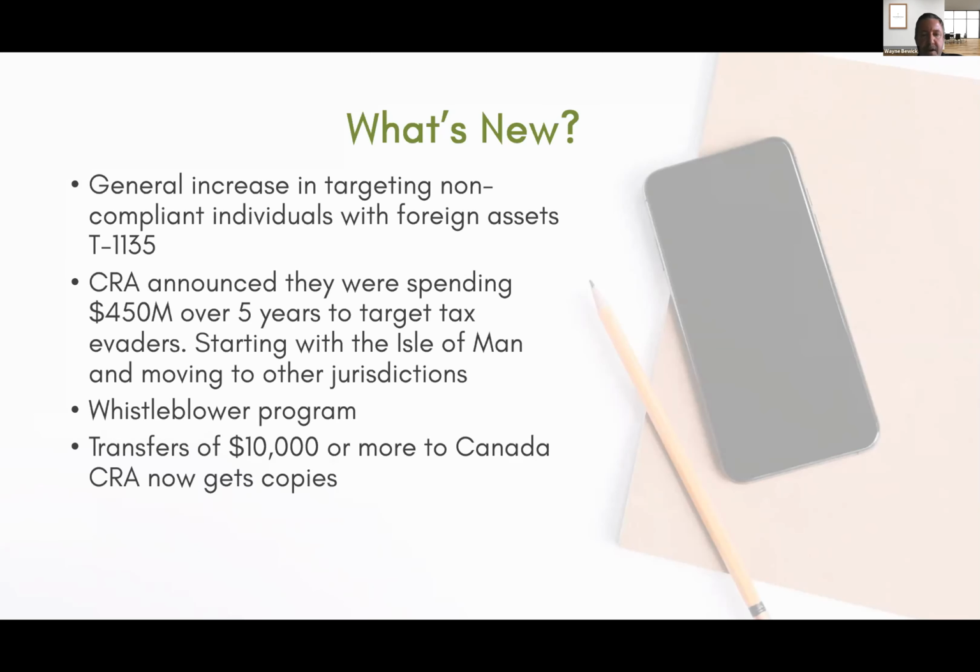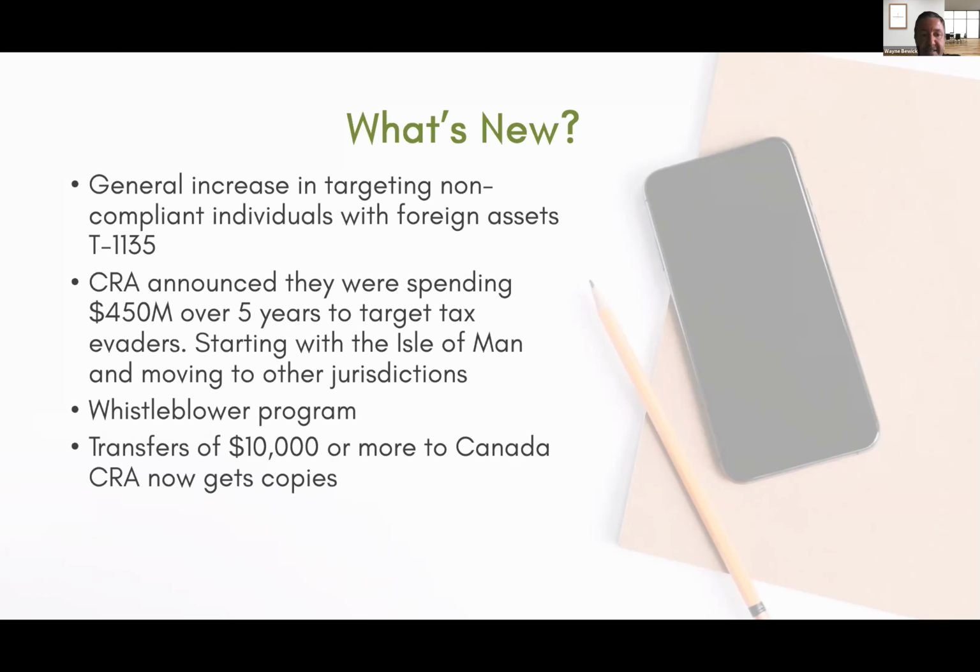Just to talk about a few things that are new, the CRA is focusing on people that have assets abroad and they're not reporting them. There's been a big push on that. I'll give you an example. What happens now is any transfers of $10,000 or more to Canada, the CRA gets copies of those transfers. Those transfers used to go through anti-money laundering and anti-terrorism, but now the CRA also gets them. If you're transferring money to Canada and everything is legal and fine, there's nothing to worry about. If you're working abroad or you just want to send money to children that are in school here or anything like that, or you want to invest, there's no problem.